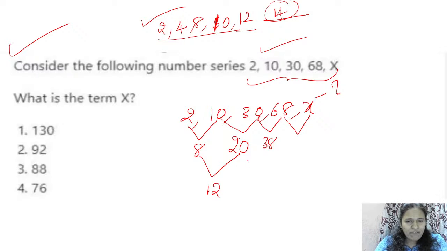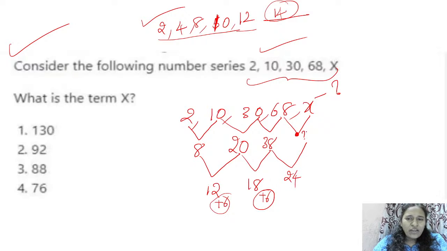12. And what is the difference between these two? 18. That means we are just adding 6 here. 12 plus 6, 18. That means what will be the difference between this value and this? Again we can add 6 right here. That means 24. The difference between this value and this is 24, so what is this value? We have to add these two. 50 plus 12. This will become 62.